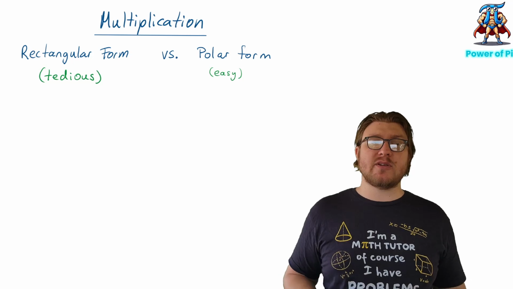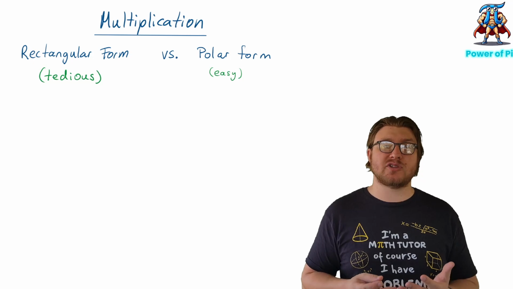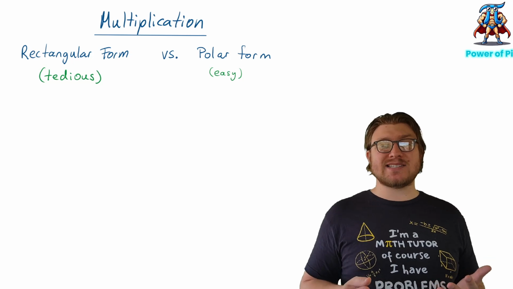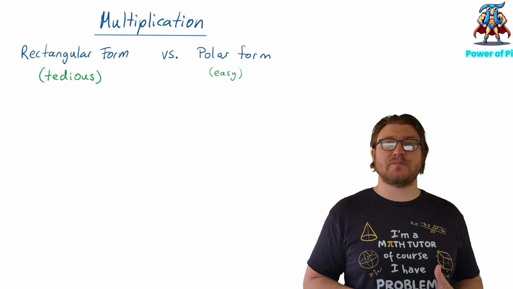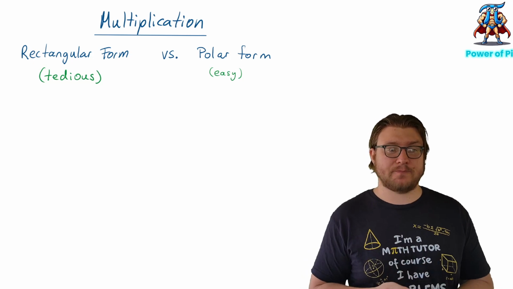Also, it depends on what the question is asking. If the question is just asking you to multiply them together, you're free to do whatever you want. But the question might ask you to leave your answer in polar form or rectangular form. Whichever one they are telling you, that's probably the one that you should use.